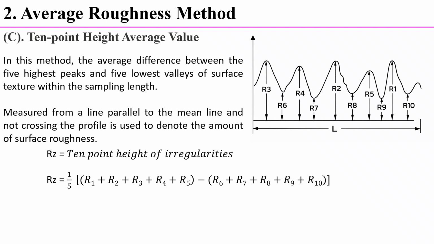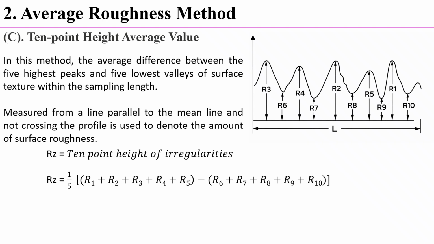Next we will discuss another method in the average roughness methods, that is the 10-point height average value. In this method, we take the average difference between the 5 highest peaks and 5 lowest values of the surface texture within the sample length. This is represented by Rz, the 10-point height of irregularities. What do the 10 points mean? 5 highest peaks and 5 lowest values. Then you have to consider the difference, then take the average.